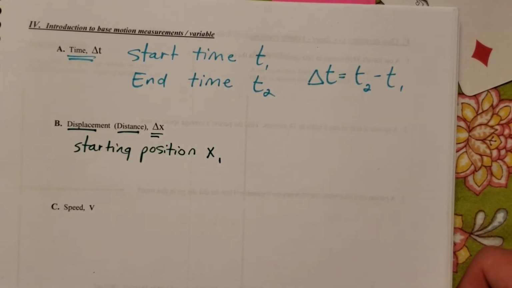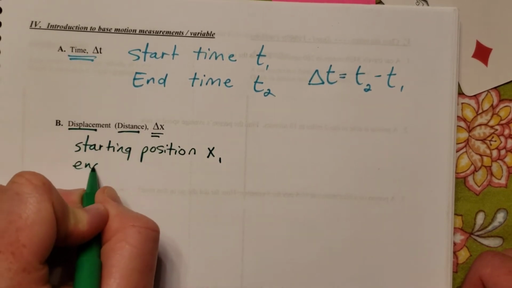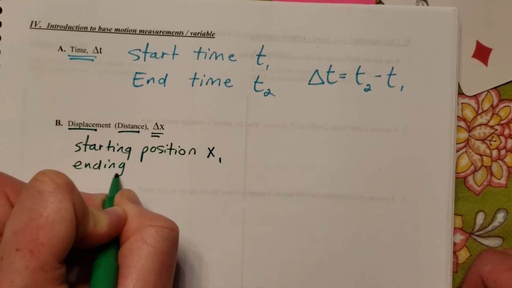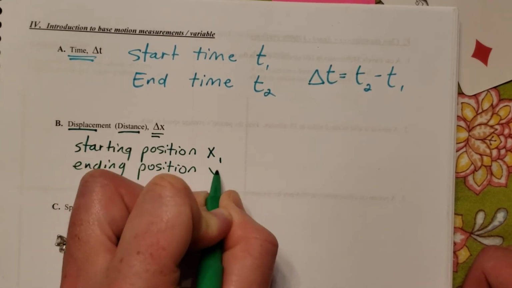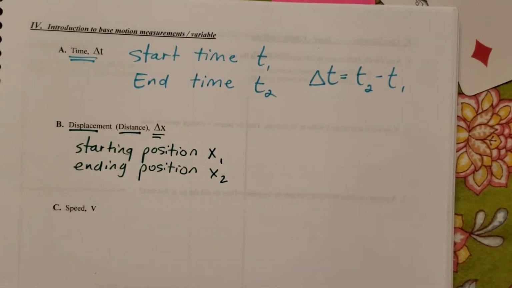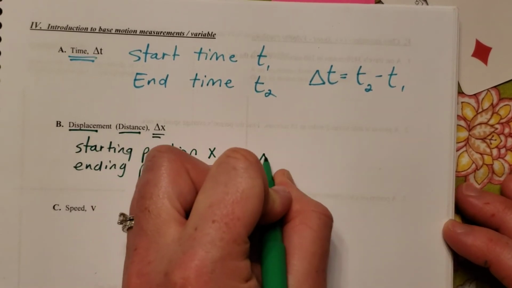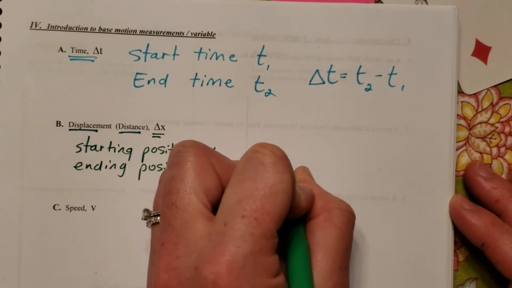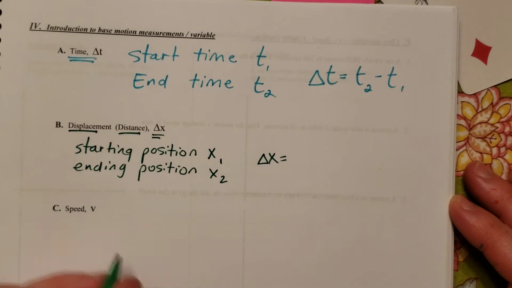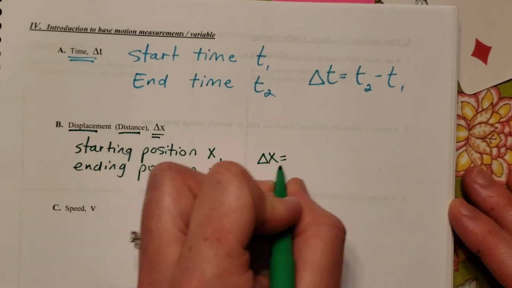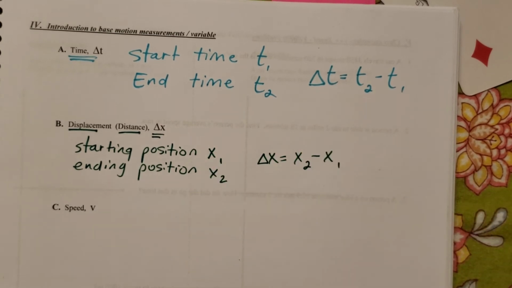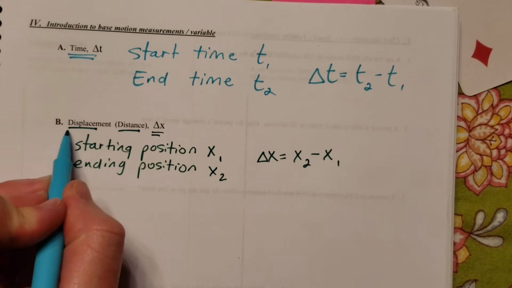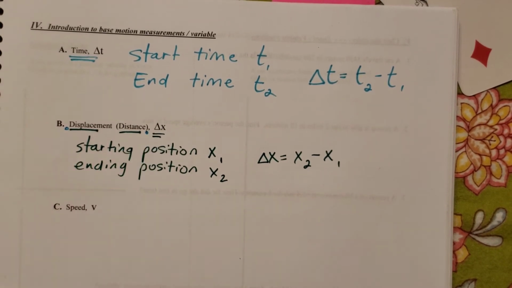Starting position would be x1. Ending position would be x2. And then again, to find that delta, or that change in position, that displacement, I go x2 minus x1. Now here's a big important note. Displacement and distance are different things.